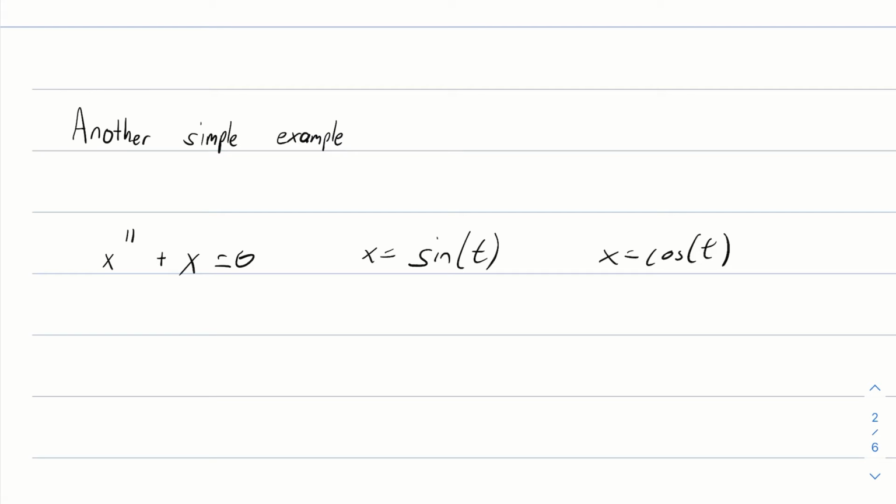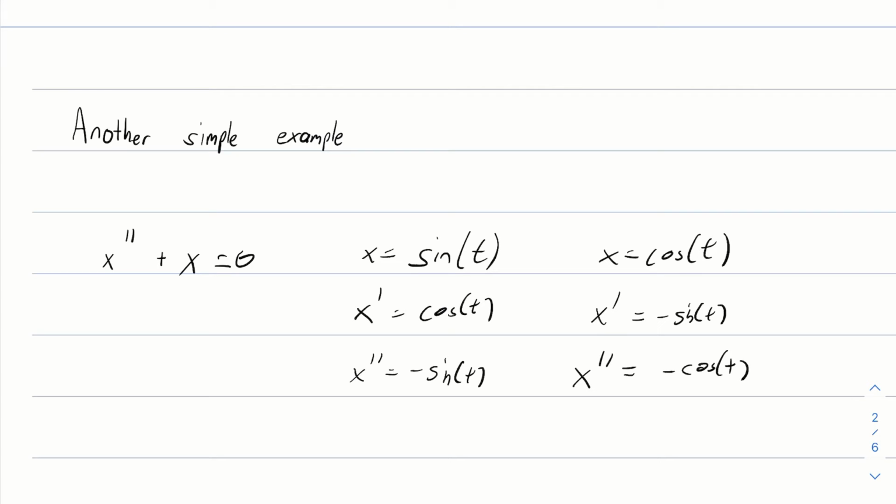Those are the two solutions here because x prime of sine equals cosine. Differentiate that, you get x double prime equals negative sine of t. Negative sine of t plus sine of t is always going to be 0. Same with cosine. You get x prime equals negative sine of t, and x double prime equals negative cosine of t. Once again, add them up, always going to be 0.